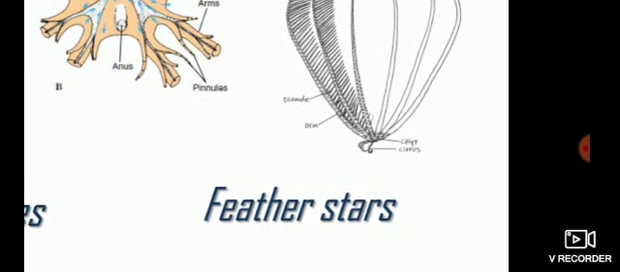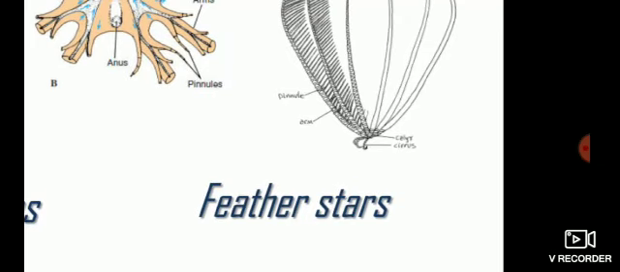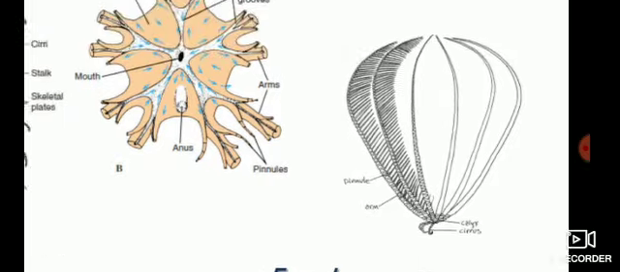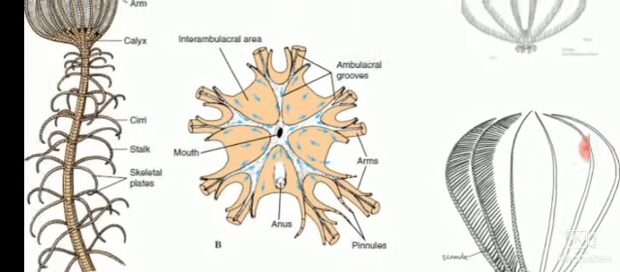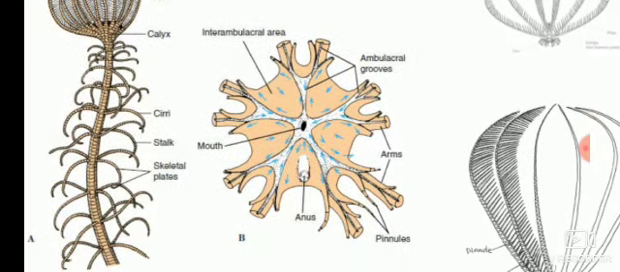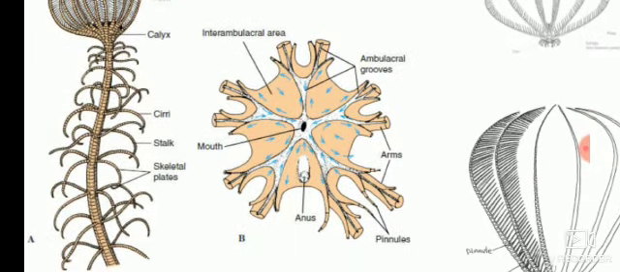Here we can see that cirri are present for the attachment purpose, and these are the pinnules present on the arms for filtration. This is mainly the anatomy of the feather stars and sea lilies of the class Crinoidea. We can see that the mouth and anus are present, the arms and the pinnules, which are lateral divisions of these arms.